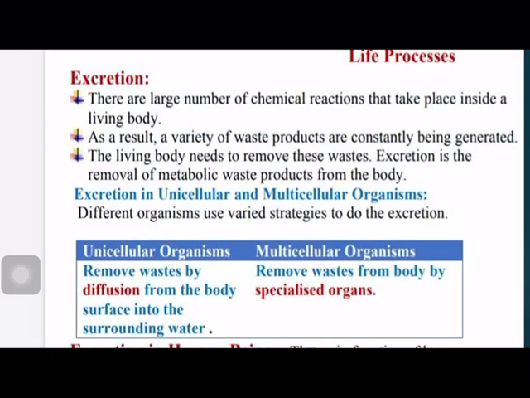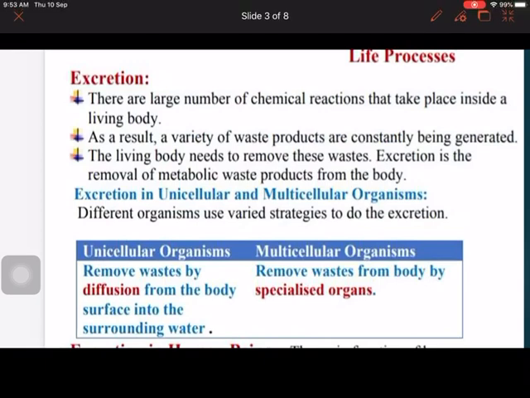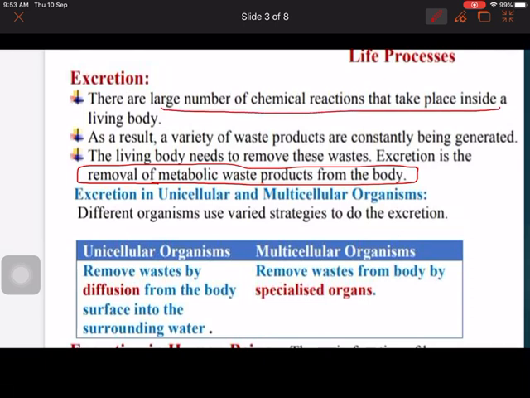Now what is excretion? Excretion is the removal of metabolic waste products from the body. From where do these metabolic waste products come? They come from the large number of chemical reactions taking place inside the body, due to which metabolic waste is generated, and our body has to remove this waste. This process is known as excretion. The process of excretion in unicellular and multicellular organisms is different.